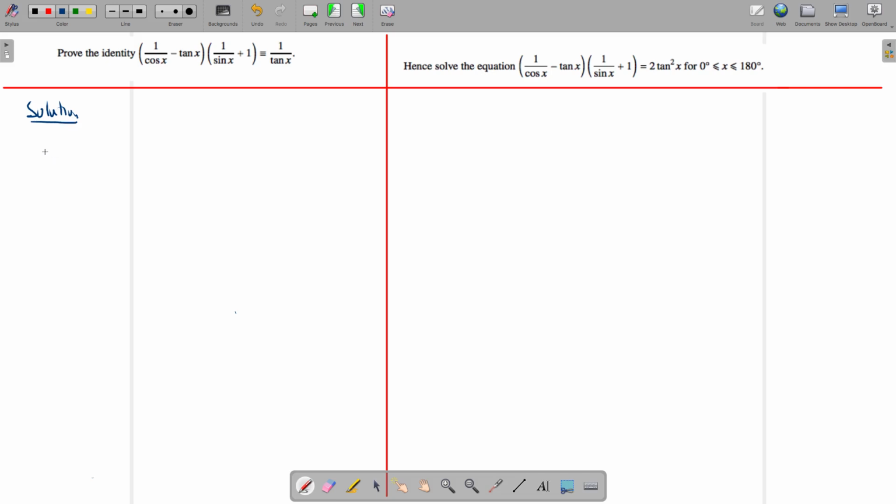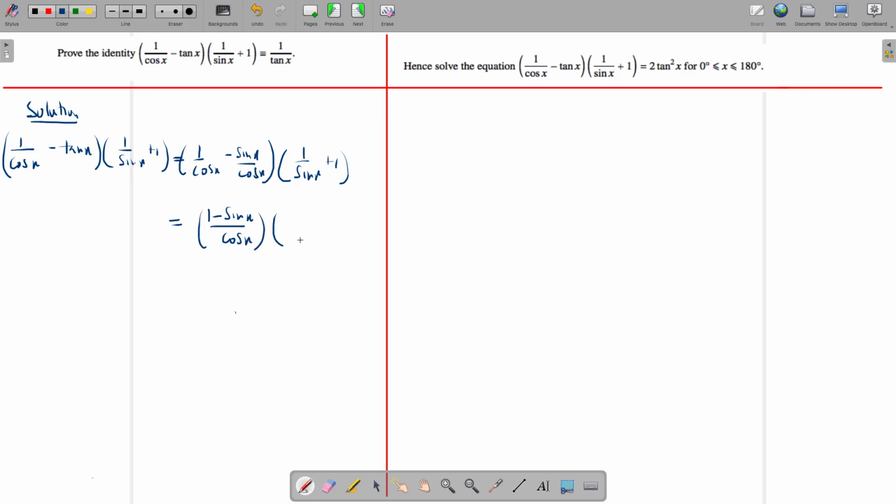We prove from the left to the right. So I have (1/cos x − tan x) multiplied by (1/(sin x + 1)). Now what we are going to do here is to write the tangent as sin x divided by cos x. Then we multiply by 1 over sin x plus 1. Do not expand. In the first bracket, with a common denominator of cos x, this is what we have.